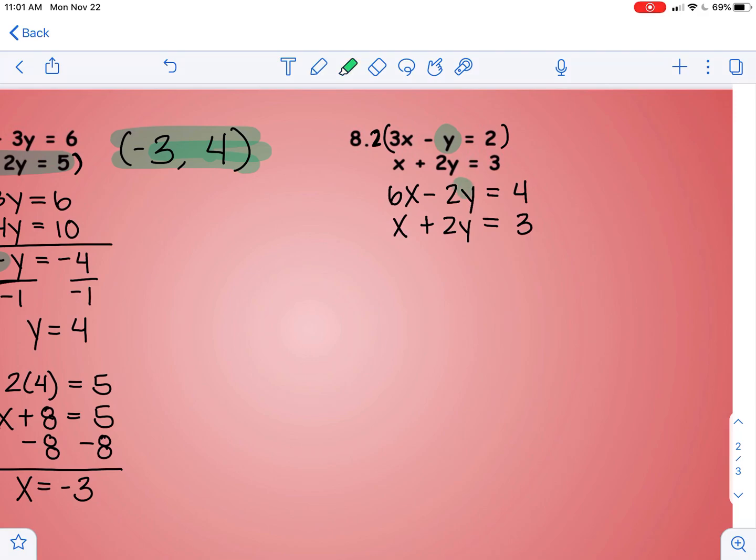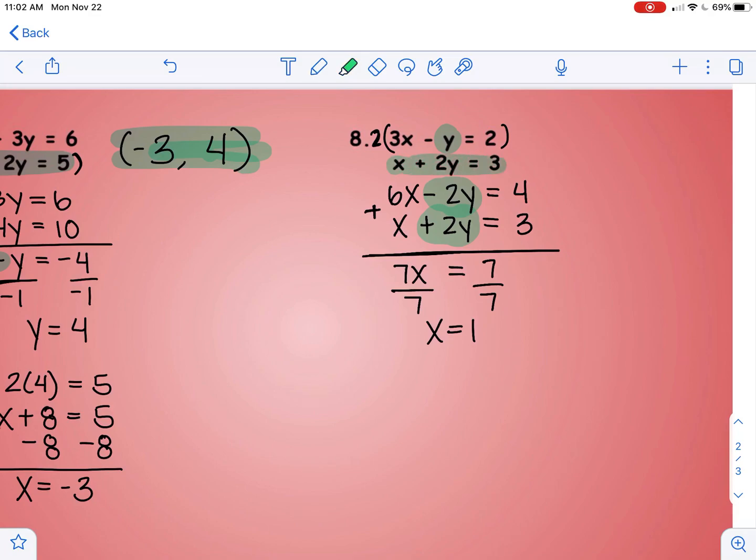So from here, since now I have this set of opposites, I'm going to add these together instead of subtracting, because remember I've got the opposites, so I can add them, to get 7x, negative 2y plus positive 2y will give me 0, and then 4 plus 3 is going to give me 7. So from here I'm going to divide, and I have an answer of x is equal to 1.